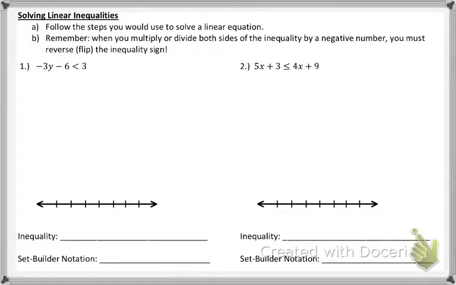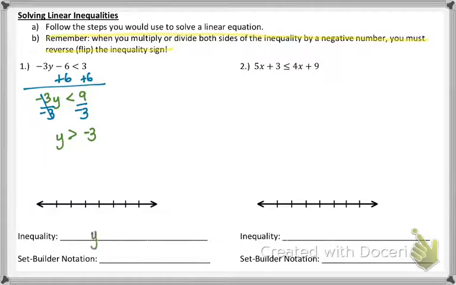Okay, when you're solving inequalities, you solve it just like how you would solve a regular equation, except that when you multiply or divide both sides by a negative number, remember to flip the inequality sign. So in number 1, we're going to add 6. -3y is less than 9, and then we're going to divide by -3, and because I'm dividing both sides by a negative number, remember to flip the inequality symbol. So y is greater than -3.